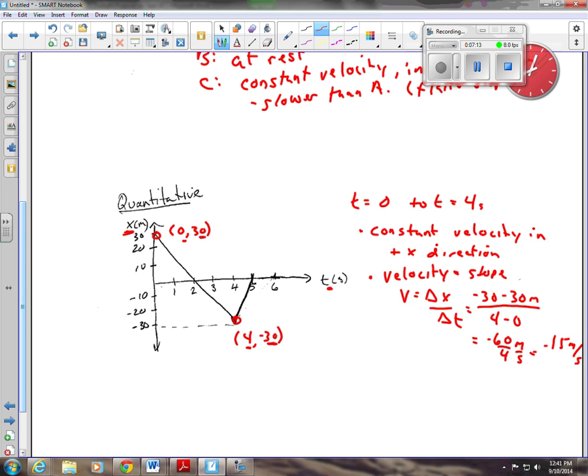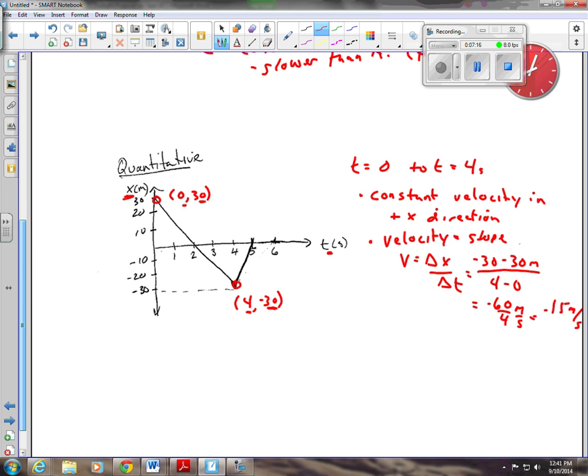So that's the speed of it, 15 meters per second, and negative means it's going in a negative x direction. Now, I can also find the displacement and the distance. Remember, he went from 30 to negative 30. If I start at 30 and I go to negative 30, how far did I go? I went 60. I started up here at 30 meters, and then down here at negative 30, that's a difference of 60 meters.